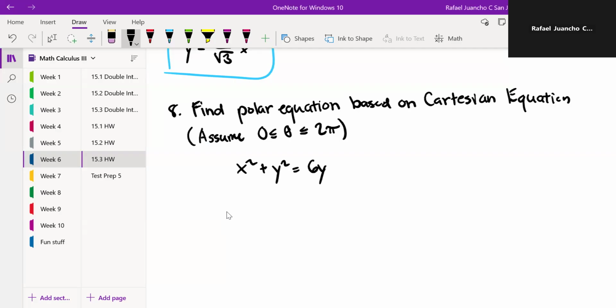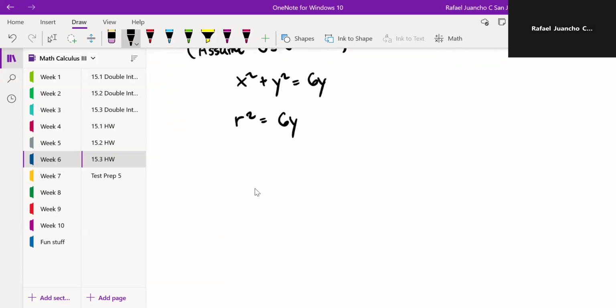So here we can immediately see, based on our previous examples, that r squared is 6y, right? You can see that. What else do we notice? Well, my x and y are basically r cosine theta, and my y is r sine theta, right?